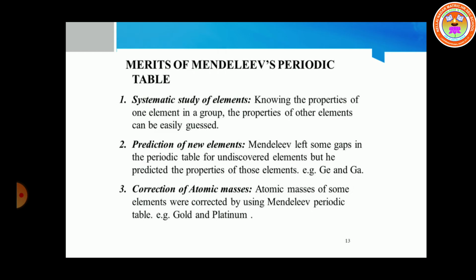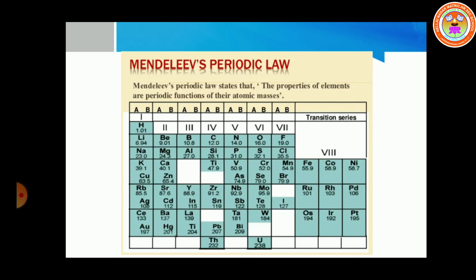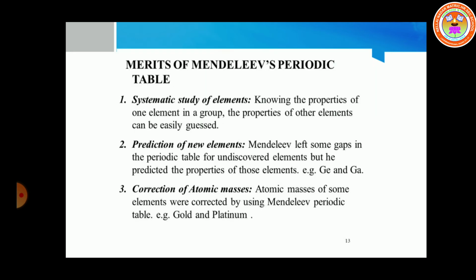And Mendeleev left vacant places for elements which were not known at that time. This gave motivation to experiment in chemistry. Look at this table, some vacant places are here. So Mendeleev left some vacant places for elements. This gives the motivation to experiment in chemistry. So prediction of new elements is another merit of Mendeleev's periodic table.